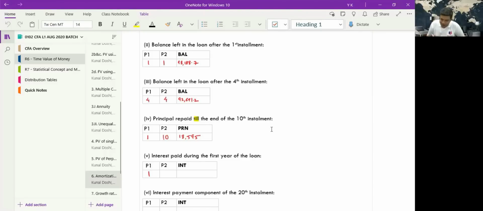Your P2 has to be 12. First year of the loan. The loan is paid in monthly installments. So in 1 year, you have 12 months. Got it? Everyone, yes, sir. Yeah, this is where I make 1 million.